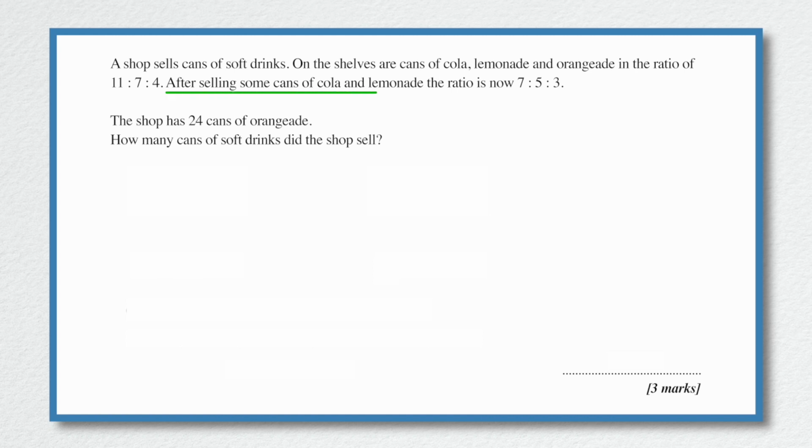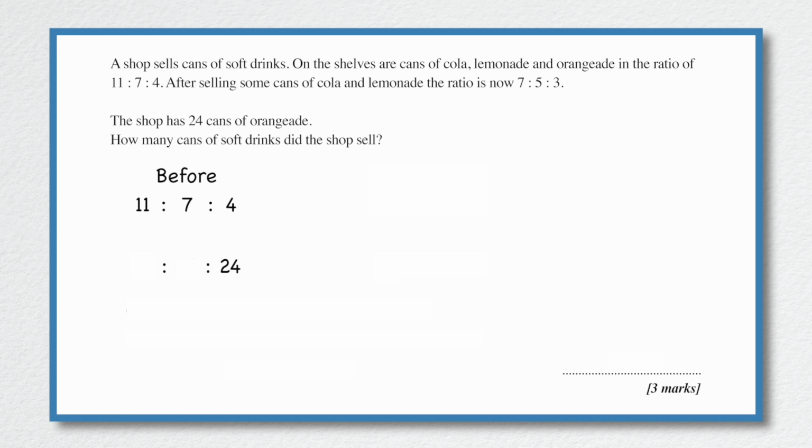A key piece of information here is the fact that no one bought any cans of orangeade. We can use this information to work out how many cans of cola and lemonade there were before the sale and after the sale of cans. Let's do the before. So here's the ratio of 11 to 7 to 4. As with the previous question, I'm now going to write an equivalent ratio incorporating what we already know. This is the cola, this is the lemonade, and this is the orangeade. We know that there are 24 cans of orangeade.